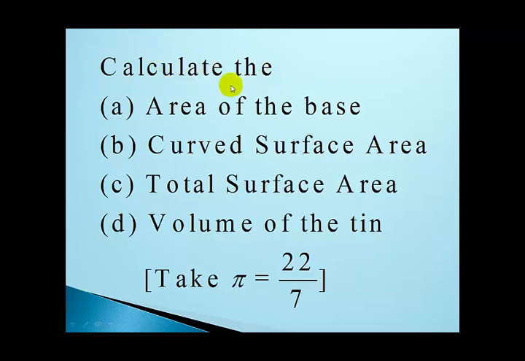Calculate the area of the base, curved surface area, total surface area, and volume of the tin. Now take pi to be equal to 22 over 7. So pi is a constant, and from the question we have to take pi to be equal to 22 over 7. That means that wherever you see pi in any of the formulas you are going to use, you have to substitute pi by 22 over 7. Now let's proceed and see how best we can solve this question.